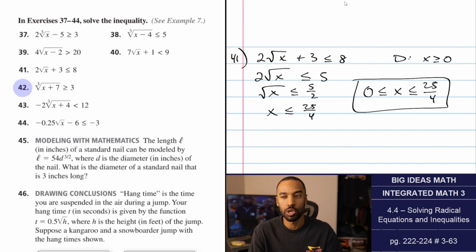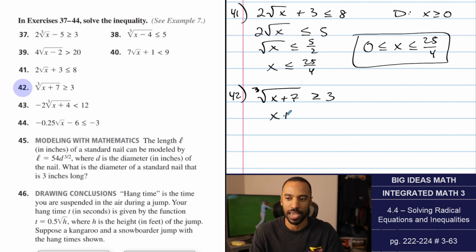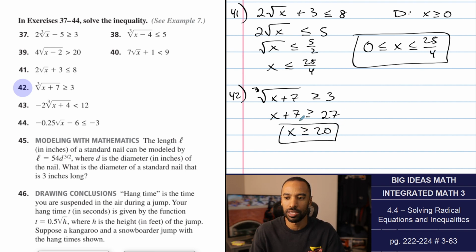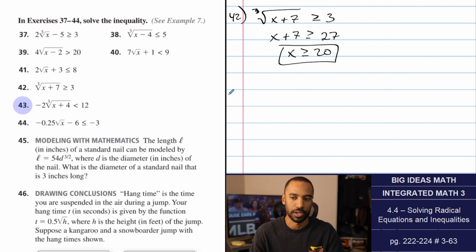Cube root of x. No domain restrictions on cube roots. So we all good there. This question actually seems easier than the majority of the ones that we've had. This is greater than or equal to 3. If I cube both sides here, I'm greater than or equal to 27. That's 3 cubed, and x is greater than or equal to 20. I'm all good there. No domain problems on a cubic. 42, very fast. 43, also a cube root. Shouldn't have domain restrictions. To my knowledge, we should all be totally good.